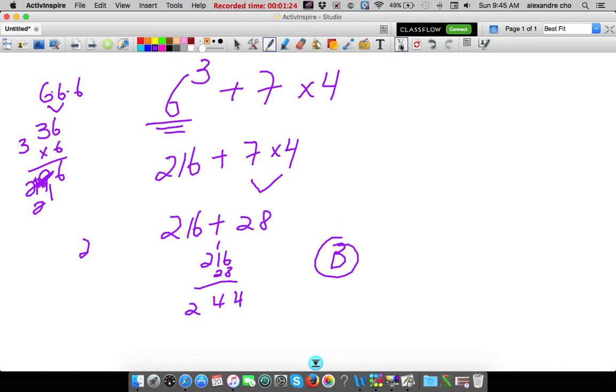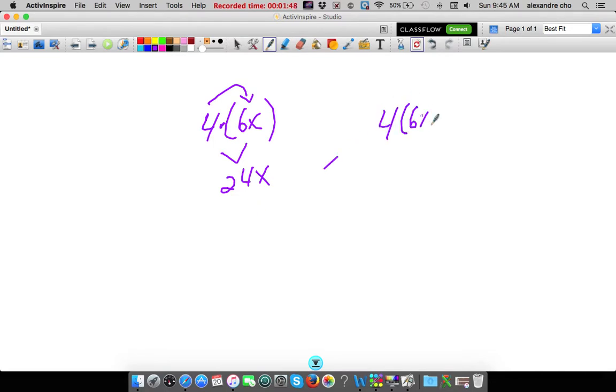Okay, so that was the first one. Let's do which pair of expressions is equivalent. Well, first one, letter A, 4 and 6x. Remember that if it's in parentheses, there's a multiplication sign here. So 4 times 6x gives you 24x. Not even the same, so A is definitely out. If you look at B, you have 4 and 6x again, and the other one is 24x. We just found out that 4 times 6x is 24x, so these two are equivalent.